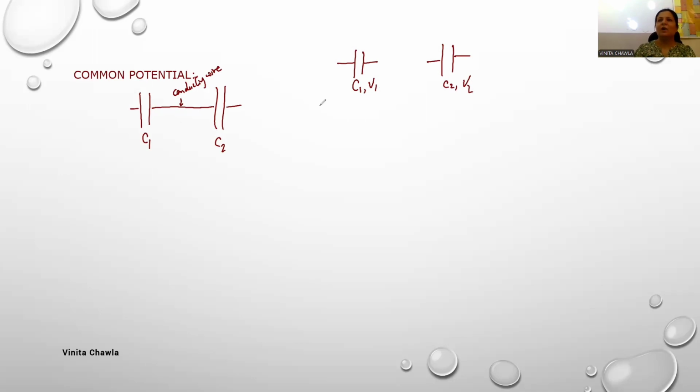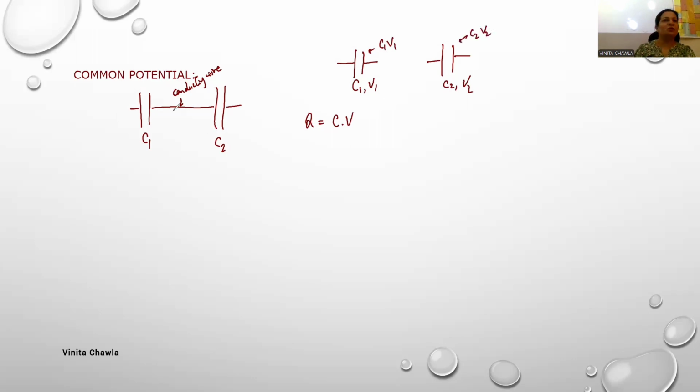So what is the charge? How do we relate capacitance, potential difference and charge? Charge is equal to capacitance into potential difference. ये होता है relation. So for this capacitor, what is the charge? C1 V1 is the charge carried by this capacitor, and C2 V2 is the charge carried by the second capacitor.